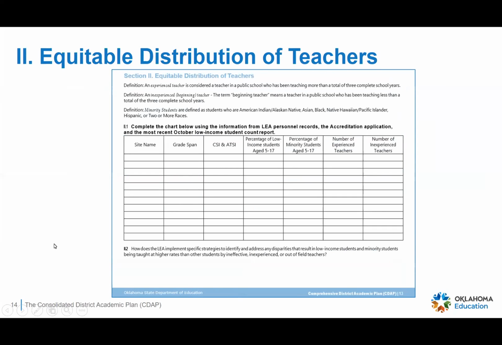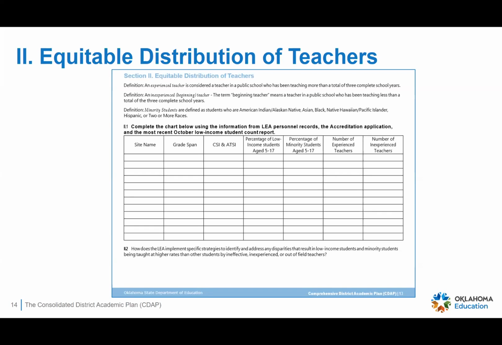Okay, the second section, I said each of these was structured the same way, and we're already departing from that. But the second section is equitable distribution of teachers. And here there's a chart where you can show that you don't have all of your experienced teachers stacked up in one school rather than another, especially that your Title I schools or the schools that need the most attention aren't overwhelmingly served by inexperienced teachers, but we have an even distribution of teachers.